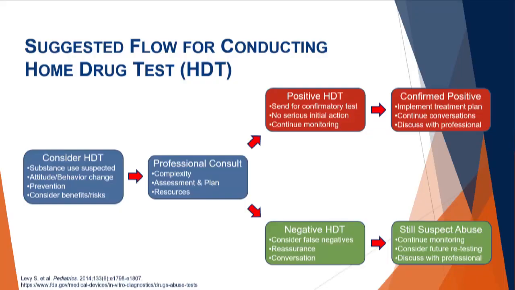And so whether that be an abstinence test, whether it be further urine drug testing in the future, or potentially even counseling or rehabilitation services, that plan should already be decided upon. Continue to have those conversations with your adolescent or family member, and again, follow up and discuss with a healthcare professional. In summary, home drug tests are a very complex process.